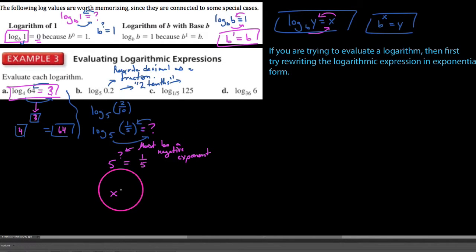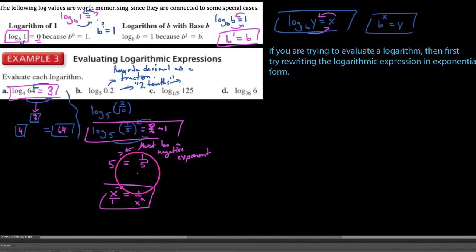We would say that if we had x to the a, it'd be x to the a, but if we had x to the negative a, that's the same thing as 1 over x to the positive a. And so with this right here, we say, what can I take 5 to the power of to get 1 over 5 to the positive 1? Well, it must have been 5 to the negative 1. And so we would say that our solution here, or our value of this logarithm, is negative 1.